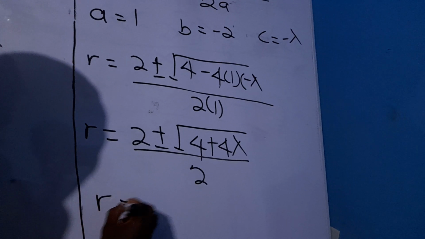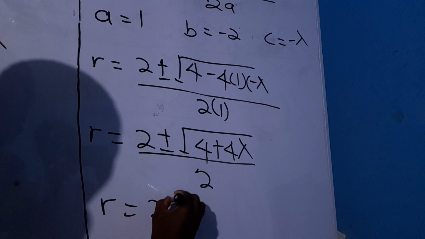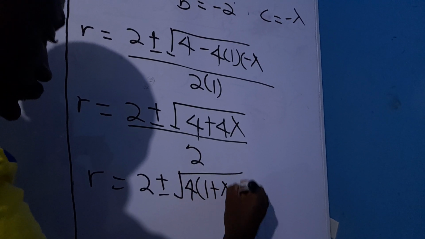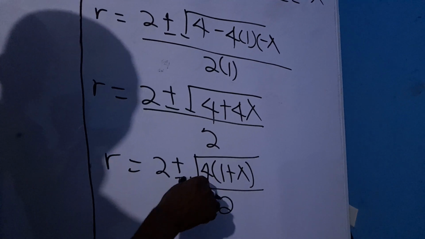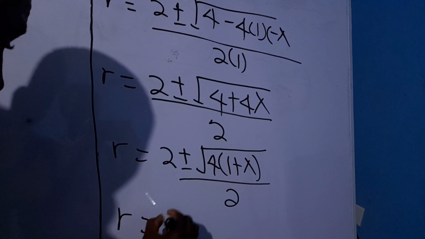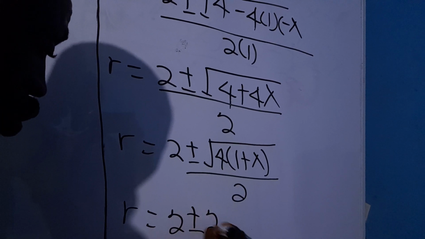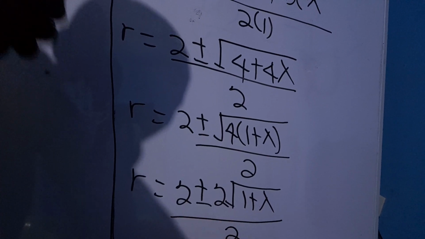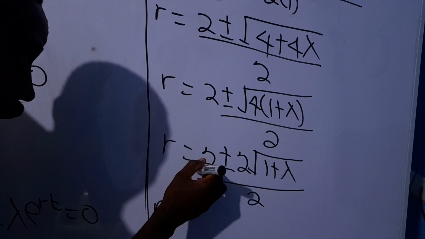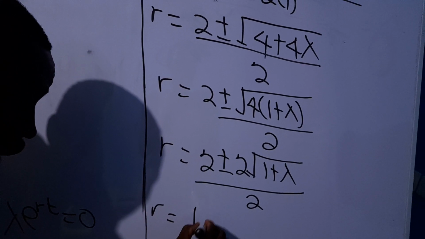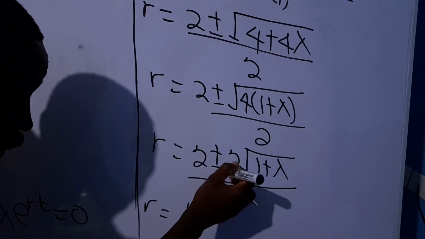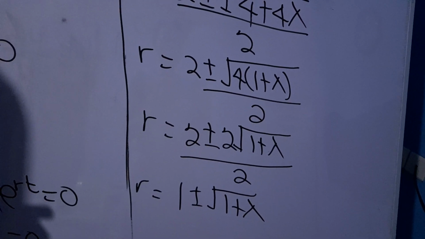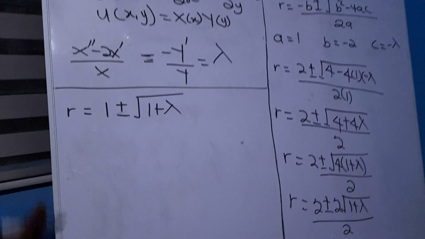What do we have? We can factor out 4 here, so we get 2 plus or minus the square root of 4 out, 1 plus lambda, all over 2. When we find the square root of 4, we'll get 2. So our r will be equal to 2 plus or minus 2 the square root of 1 plus lambda, all over 2. So when we divide this, we'll get 1 plus or minus the square root of 1 plus lambda. So we get r to be this.